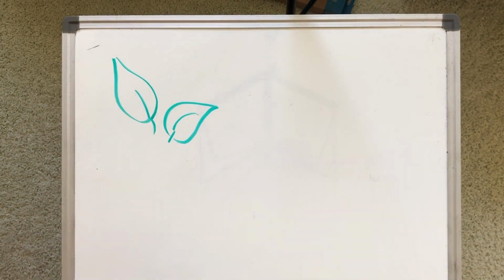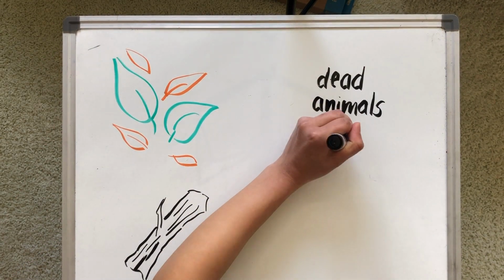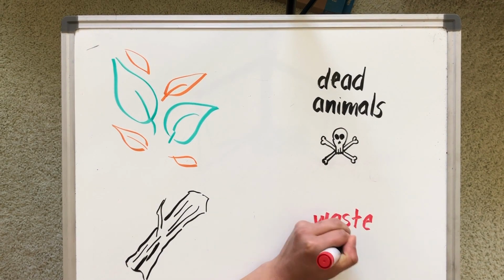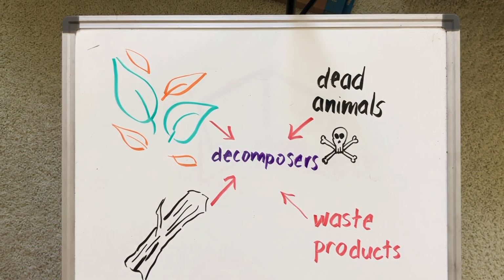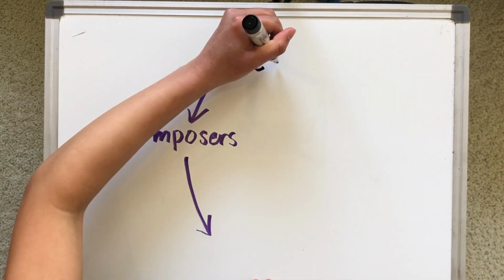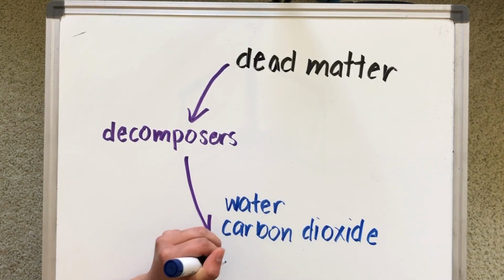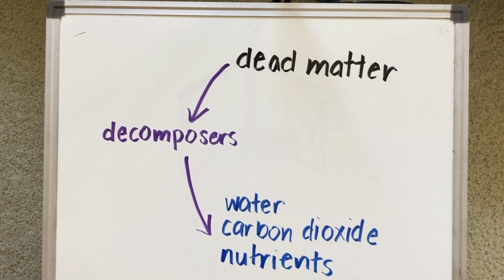These decomposers will take dead plant material, such as leaves and wood, as well as dead animal products and waste. The decomposers will take this dead matter and use it to produce carbon dioxide and water, as well as some nutrients. In a way, all matter gets recycled.